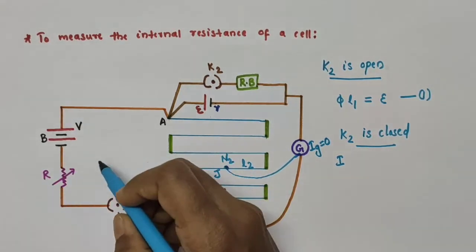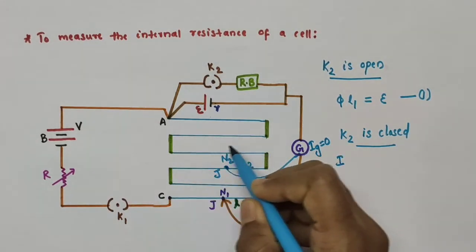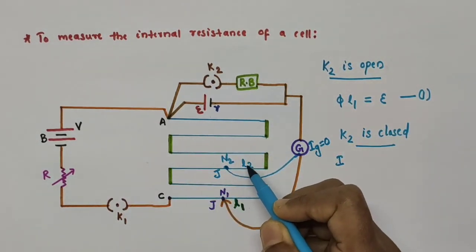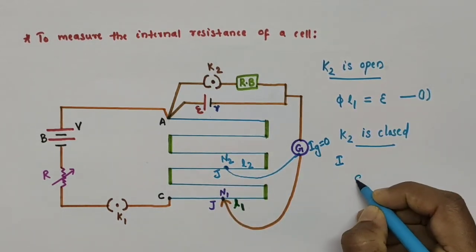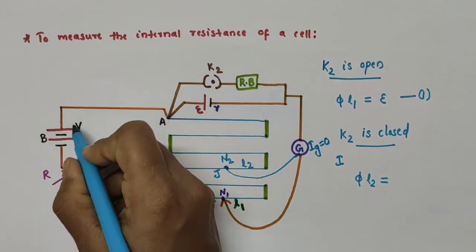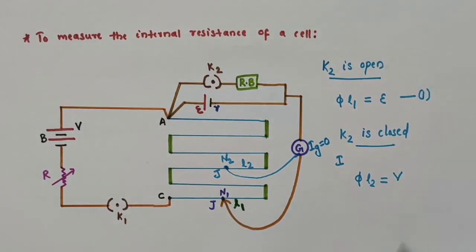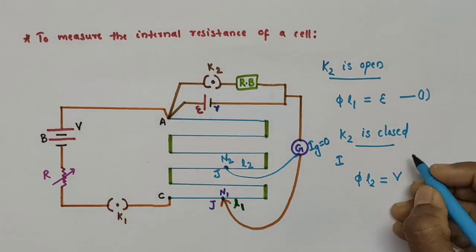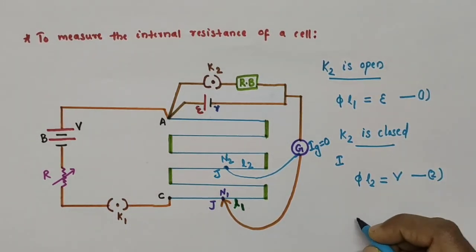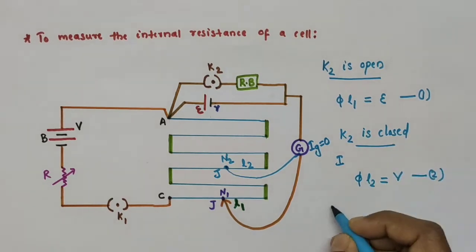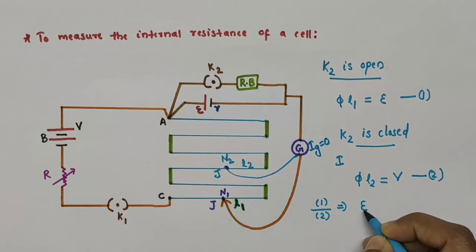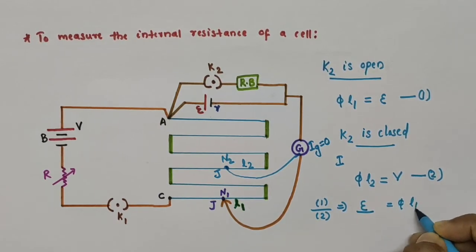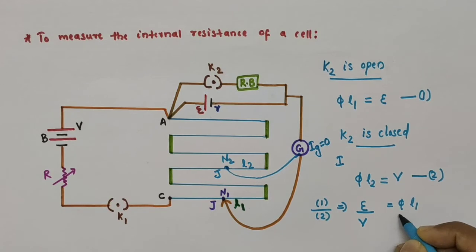When we consider that loop, we have a potentiometer wire of length L2 now. So what will be the potential drop along this much length of the wire? That will be phi into L2, and this will be equal to the terminal potential difference V. I am taking this as equation number 2. Now I am dividing equation number 1 by equation number 2. From equation 1, we have E equal to phi into L1. From equation 2, we have V equal to phi into L2.